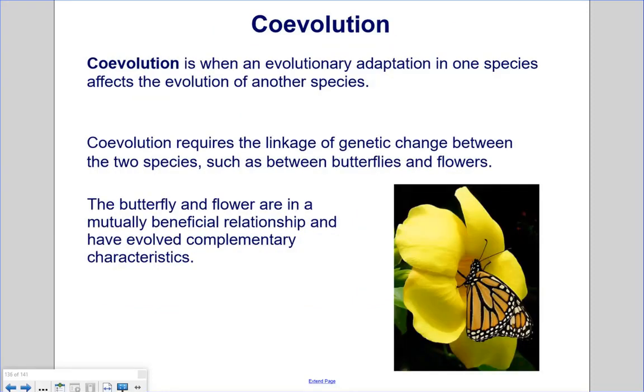Coevolution. Coevolution is when an evolutionary adaptation in one species affects the evolution of another species. You can think of it as the 2 organisms evolving together. Coevolution requires the linkage of genetic change between the 2 species, such as between butterflies and flowers. The butterfly and flower are in a mutually beneficial relationship and have evolved complementary characteristics. In this case, the flower is brightly colored to attract the butterflies, and the butterflies have a siphoning mouthpart that fits exactly into the nectaries of the flower, to collect the nectar and inadvertently the pollen, allowing the flowers to be pollinated.